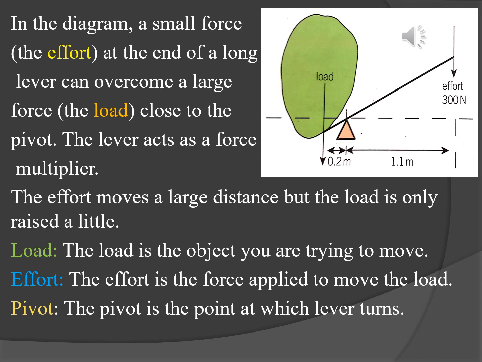Now we will define few terms. First one is load. The load is the object you are trying to move. Next one is effort. The effort is the force applied to move the load. The last is pivot. The pivot is the point at which lever turns.